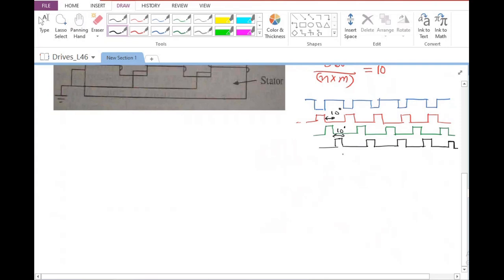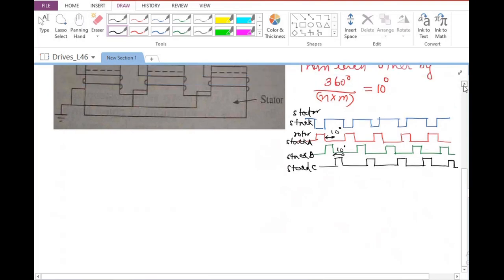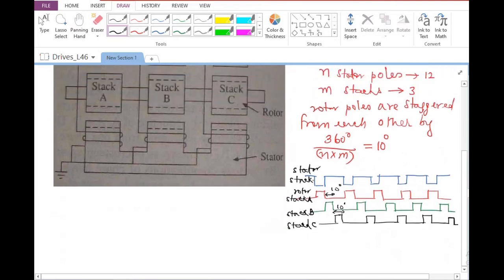So we are going to have, let us say, this as the stator stack. All of them are going to be coinciding with each other. And this is going to be stack A of the rotor, this is going to be stack B, and this is going to be stack C. So when initially I energize only stack A of the stator, you are going to see that rotor stack A aligns itself with this particular stack A.